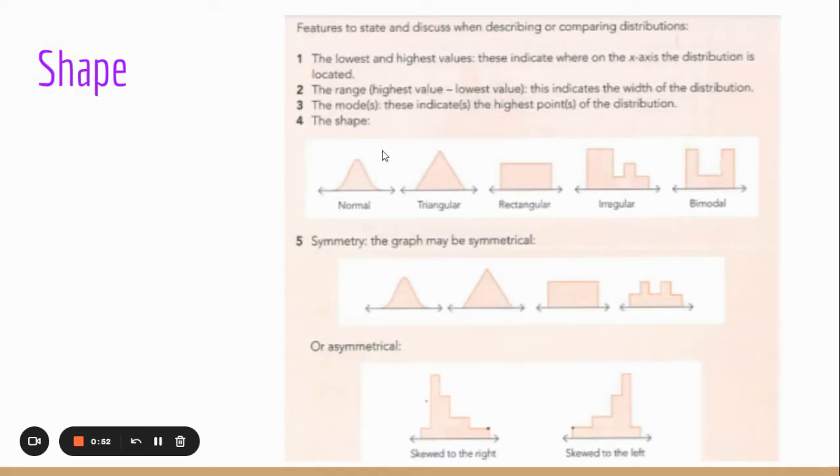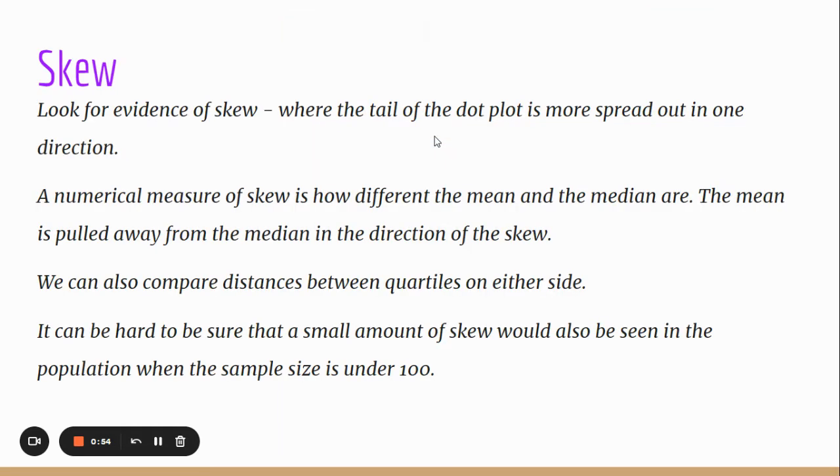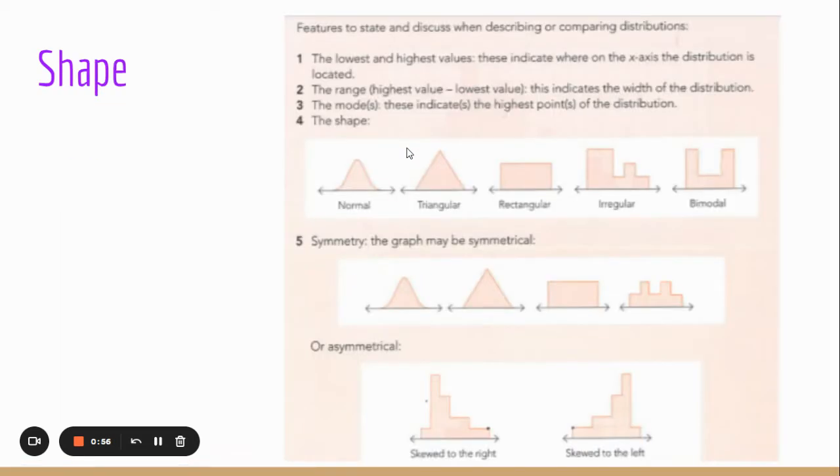We have lots of ways we can describe the shape of the graph. One of these is to use these sort of words. Something that looks normally distributed, if you don't know what that is, you could just say it's symmetric, or triangular, symmetric, rectangular, or an irregular graph. Or we could have a bimodal graph. That means there's two peaks in the graph. Or multimodal.